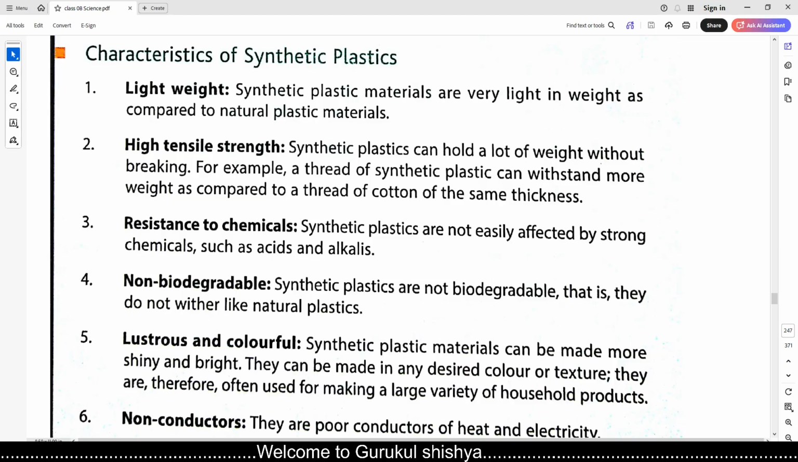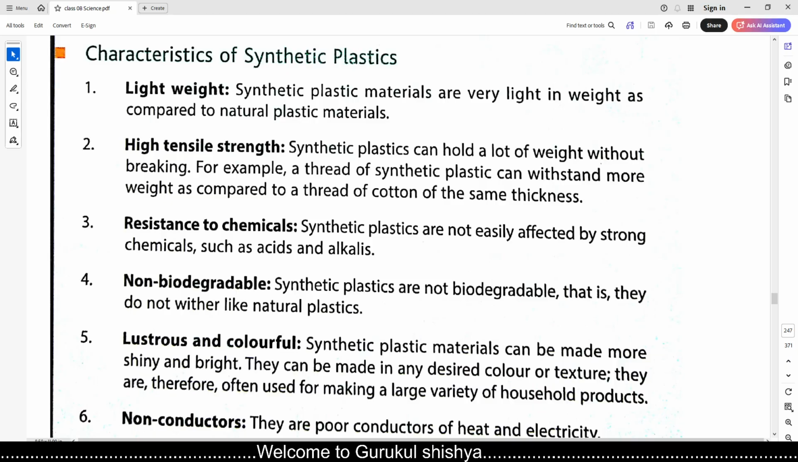Synthetic plastics are not easily affected by strong chemicals such as acids and alkalis. Non biodegradable. Synthetic plastics are not biodegradable, that is, they do not wither like natural materials, natural plastics.